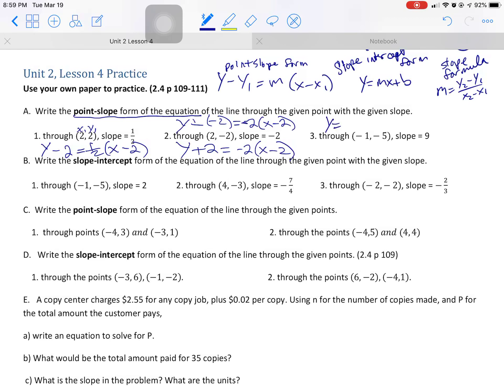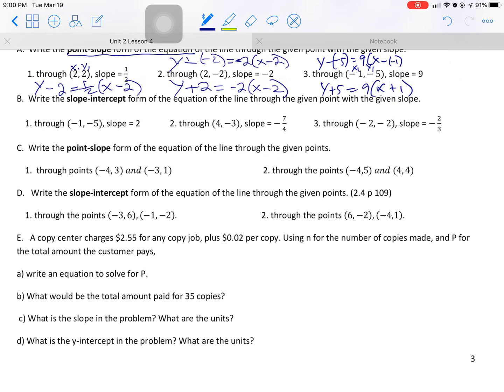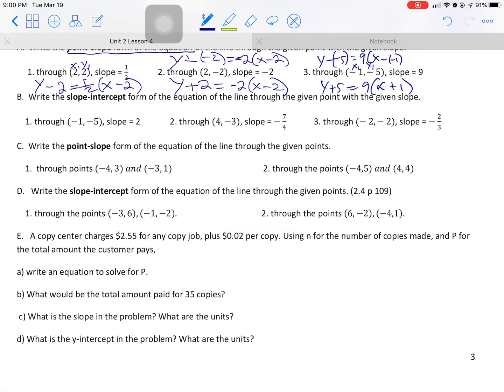This one says, let's see, y minus y1, x1, y1, negative 5 equals, the slope was 9, x minus a minus 1. So that's going to be y plus 5 equals 9, x plus 1. Done. Okay? The other ones are going to need some more space, except for the last one. Let me try the last one here.